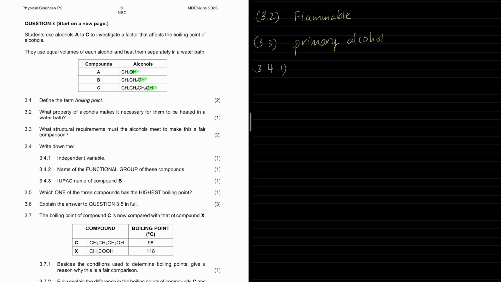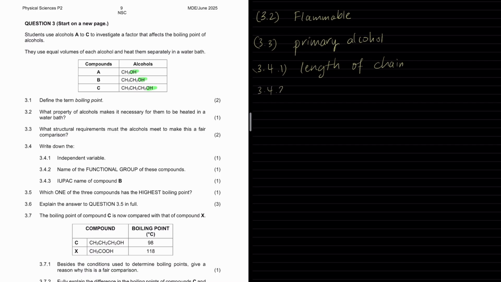3.4.1, write down the independent variable. So what is it exactly that the learners are changing in this experiment? They are changing the chain length, or the length of the alcohol. So the length of the chain. For example, in the first one, there's 1 carbon. Second one, there's 2. Third one, there's 3.